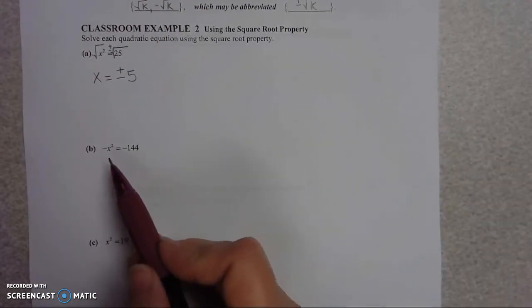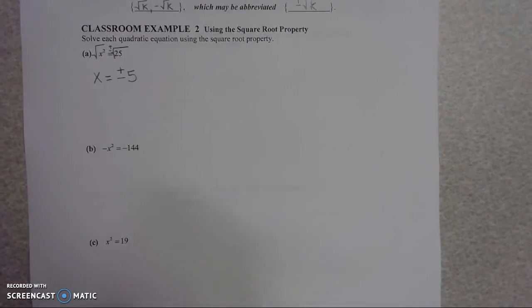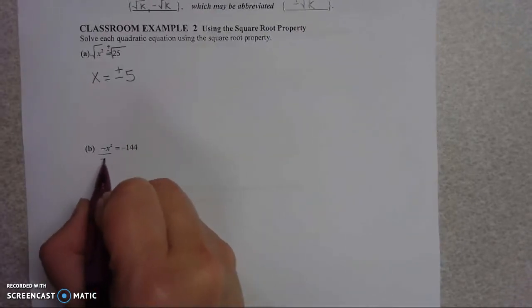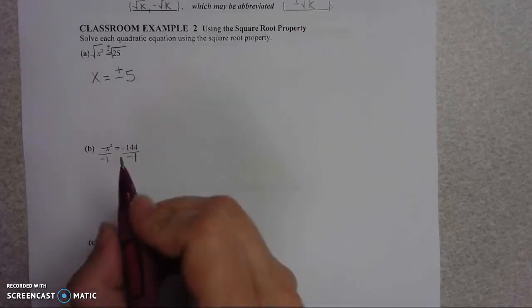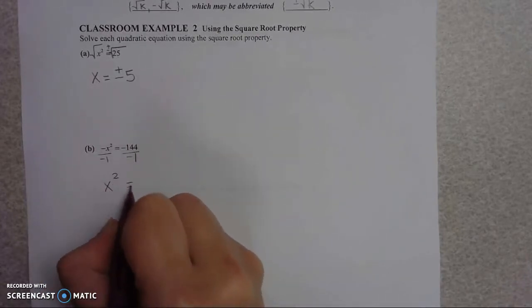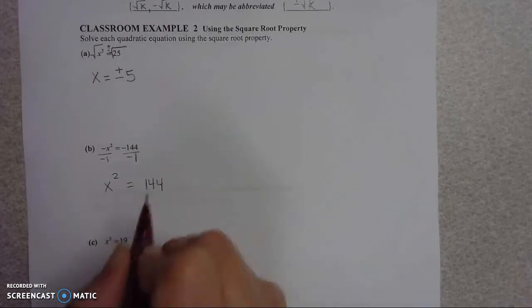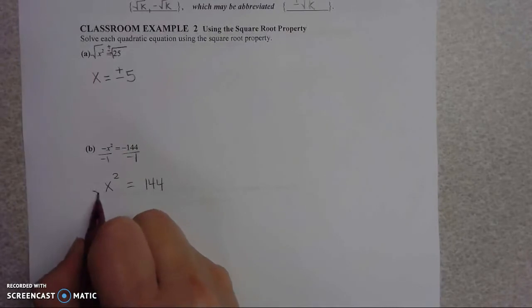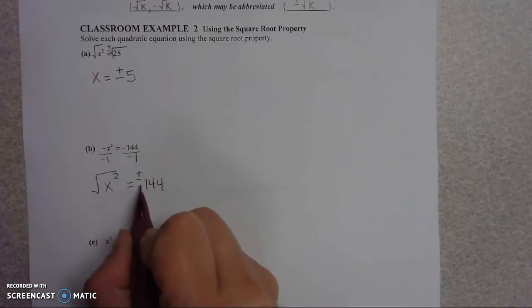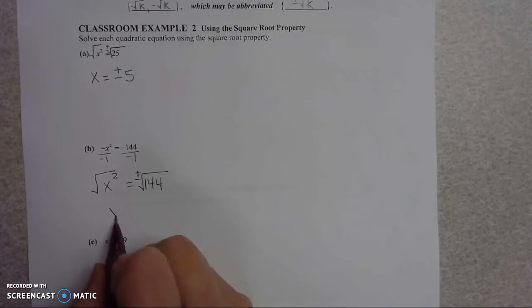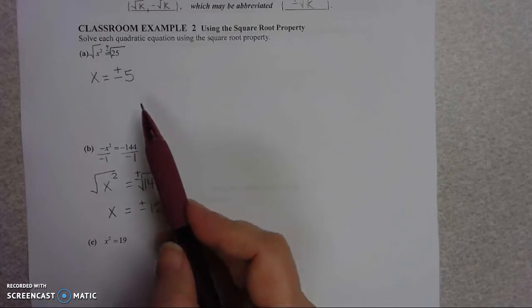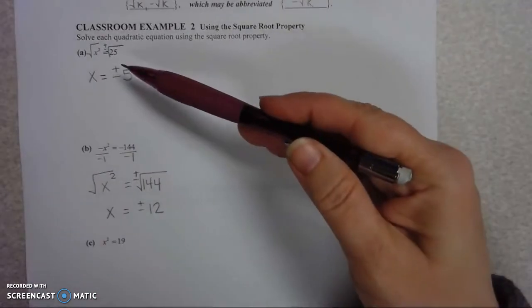For the next problem, problem B, we have negative x squared equals negative 144. What I want to do is make my x squared positive, so I'm going to divide both sides by negative 1 to get x squared equals 144. Now that my x squared is positive, I can take the square root of both sides, and that'll tell me that x equals plus or minus 12.